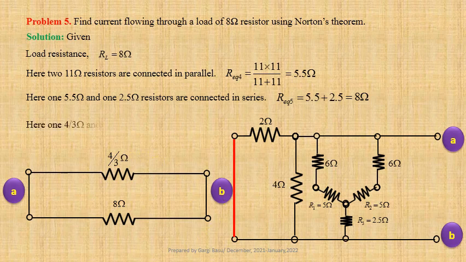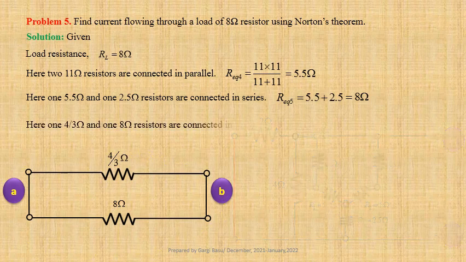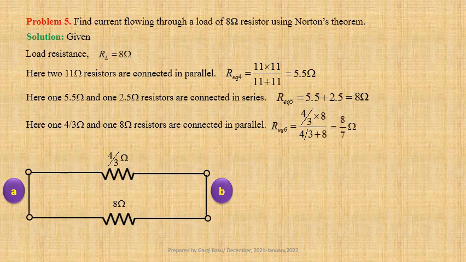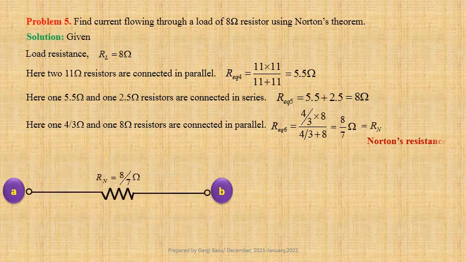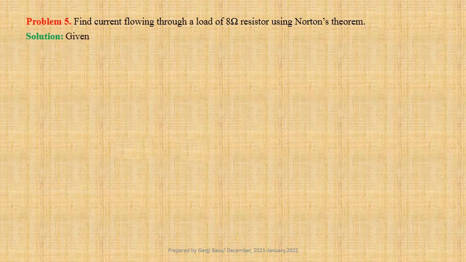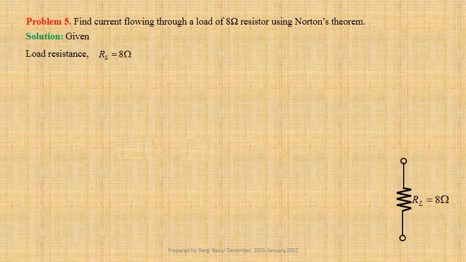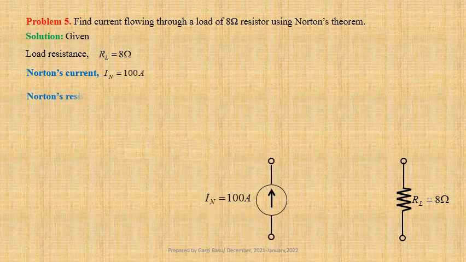Here one 4 upon 3 ohm and one 8 ohm resistors are connected in parallel. Their equivalent resistance Req6 equals 4 upon 3 into 8 divided by 4 upon 3 plus 8 equals 8 upon 7 ohm. Here Req6 equals Rn, which is the Norton's resistance. Given load resistance RL equals 8 ohm, we have obtained Norton's current In equals 100 ampere and Norton's resistance Rn equals 8 upon 7 ohm.